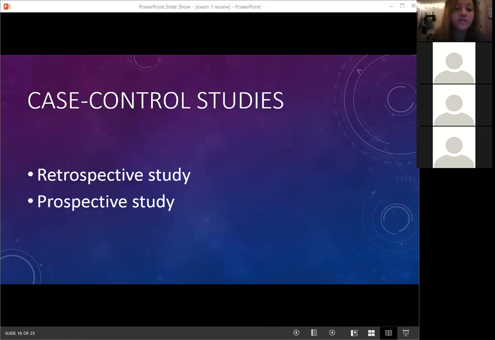And then prospective is looking forward. It's looking at people with different behaviors and exposures, and then you follow them over time. So with retrospective, you're taking people now and looking back in the past and making a decision. With prospective, you're looking at people and continuing to watch them as we go on. So that's the main difference.